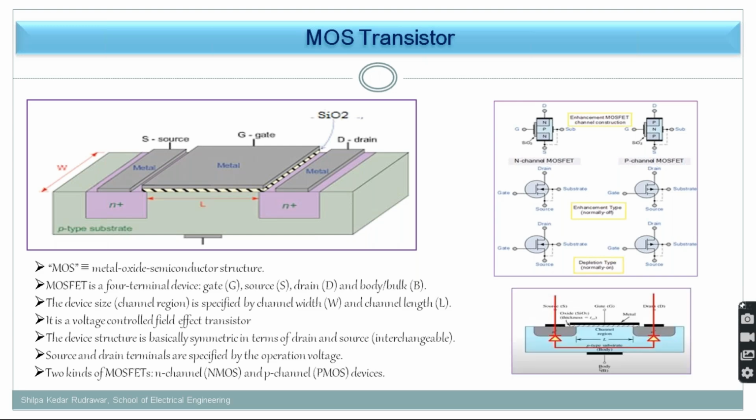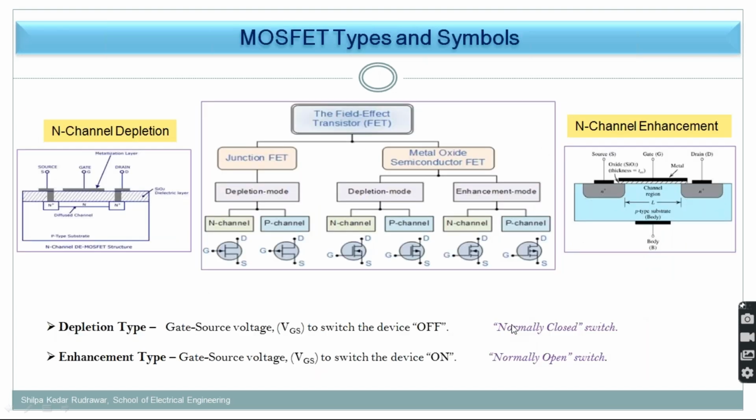And as I told you, as there is an N plus diffusion in the P substrate, there is a formation of two PN junctions. So this is the PN junction formed between this N plus diffusion and the substrate. Again, here N plus diffusion and substrate. So there are two back-to-back connected PN junction diodes.